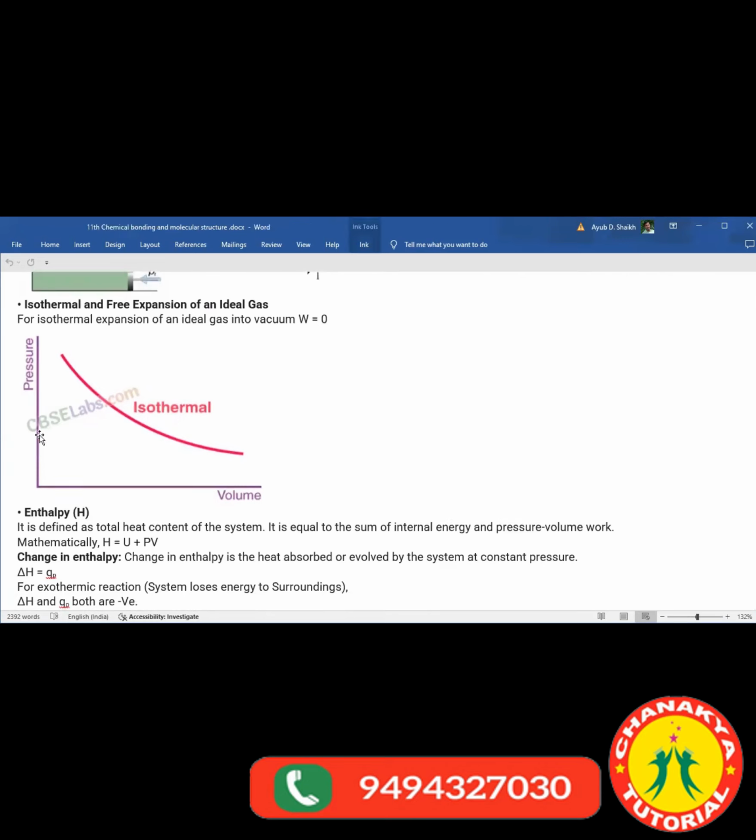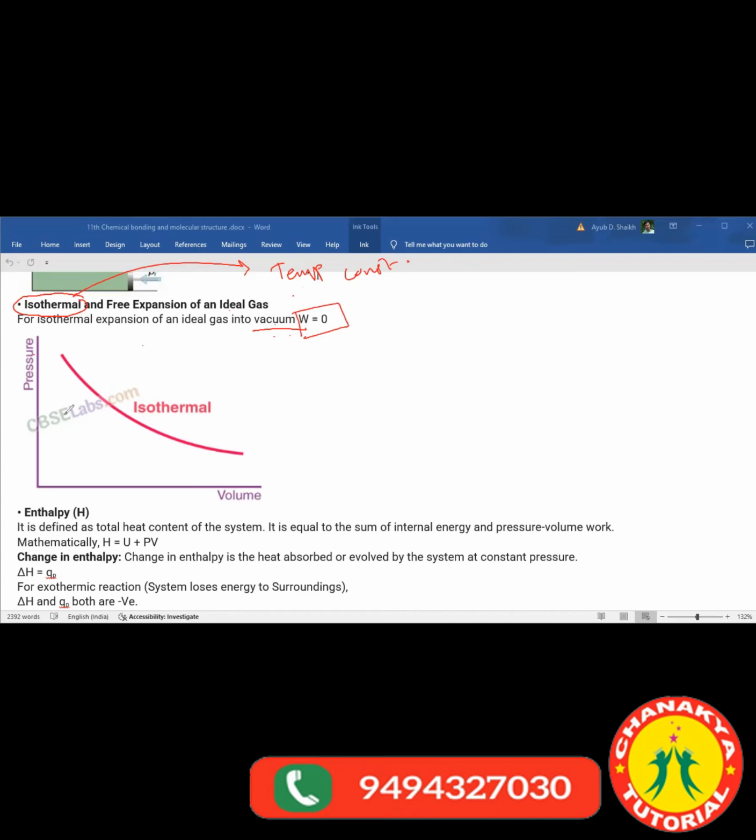This chart is very important. It is a graphical representation. See what is given to you in this: isothermal and free expansion for the ideal gas. Isothermal means the temperature remains constant. For isothermal expansion of an ideal gas into a vacuum, the work done would be 0, because there won't be any change in temperature or in volume.